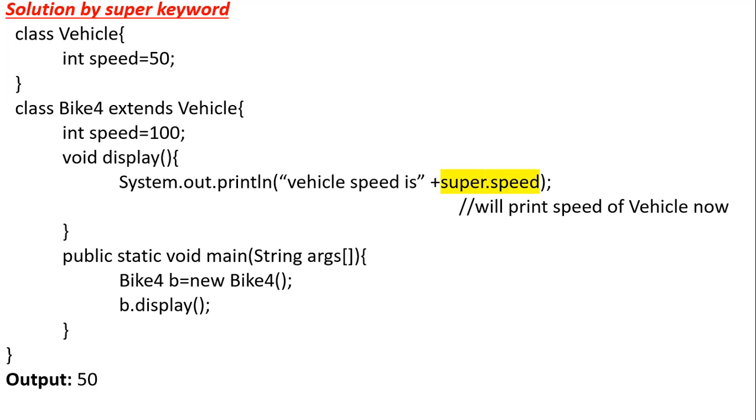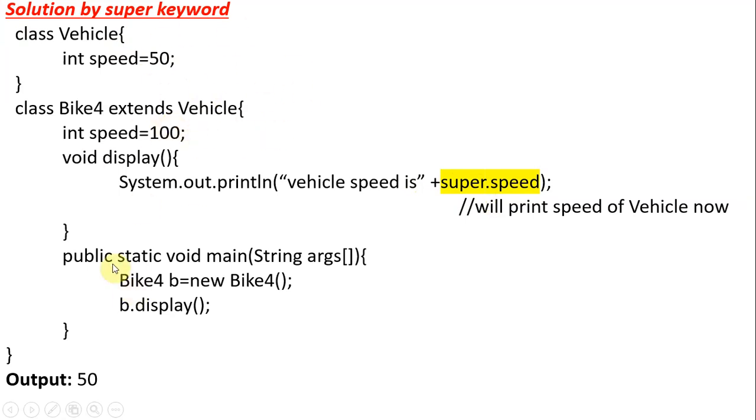So class Vehicle has one instance variable, and Bike4, another class, extends Vehicle. Here also we have the same variable name speed, with 50 here and 100 here. So I am trying to print it. Vehicle speed is super.speed. So this super is used to call the variable of the superclass.